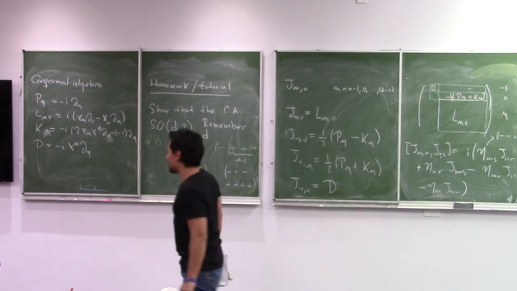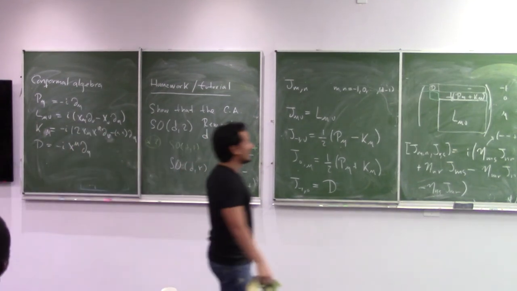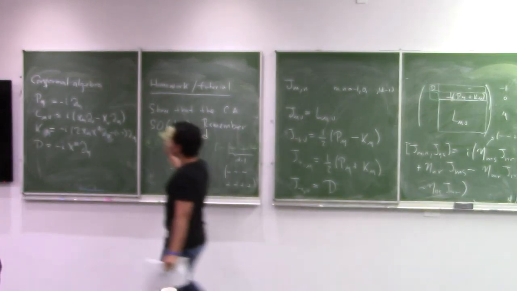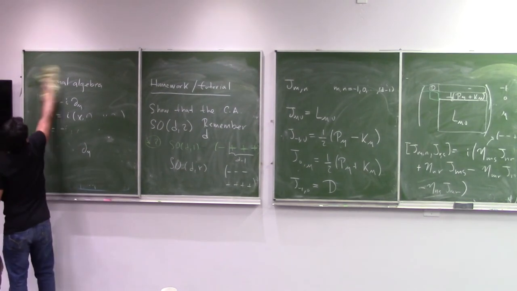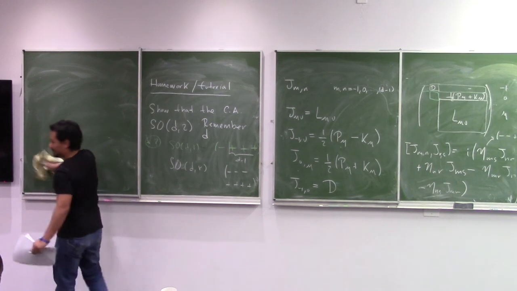Now, given that I have 5 minutes, maybe, I will just tell you why D equals 2 is so special. Why do we care about D equals 2? Okay, so this is true. This is a general thing. Now, for D equals 2, something magical happens to this algebra.